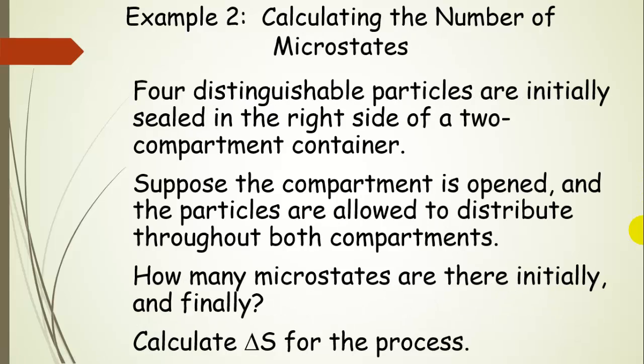So let's go ahead and do a calculation where we figure out the number of microstates without swapping them manually, so moving them manually into two sides of the container. We're going to start again with the same 4 distinguishable particles, and they're going to initially be sealed in the right side of a 2-compartment container. Now, we're going to open the stopcock and allow the particles to distribute throughout both compartments. So how many possible arrangements are there initially and finally? And then we're going to calculate delta S for this process.